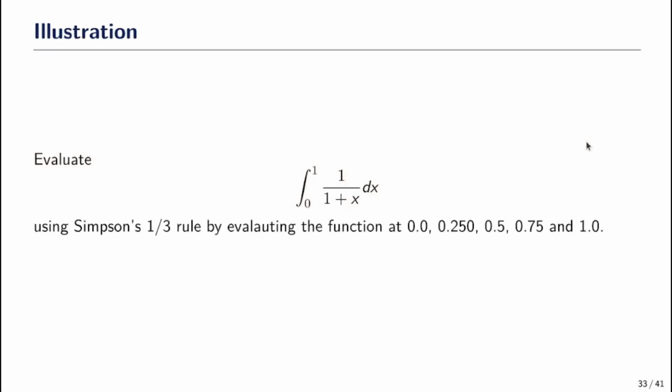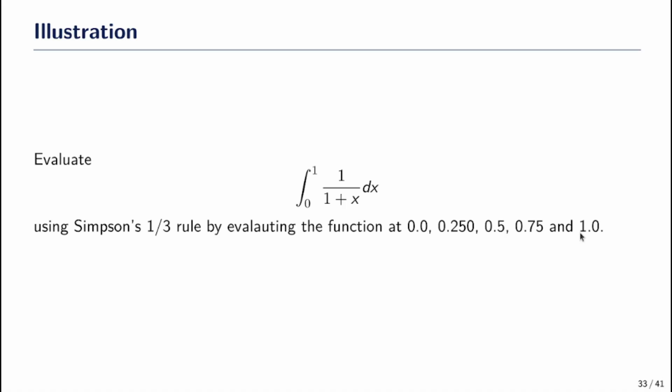Let us try one particular problem. Evaluate the integral from 0 to 1 of 1 upon 1 plus x dx using Simpson's 1/3 rule. The first thing we want to do is divide the interval 0 to 1 into equal subintervals. In Simpson's 1/3 rule, we should be a little careful that the number of subdivisions should be suitable for applying the rule. Here, the values are given as x0 is 0, x1 is 0.25, x2 is 0.5, x3 is 0.75, x4 is 1. That is, n should be an even number.